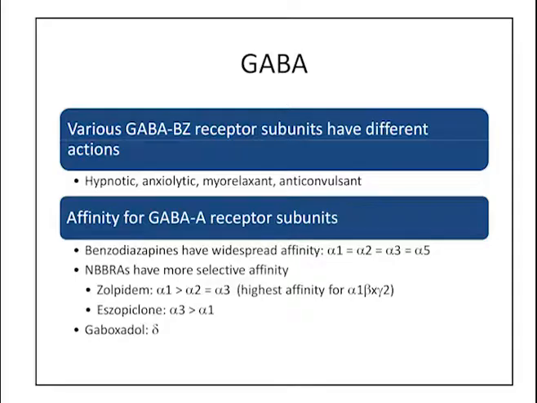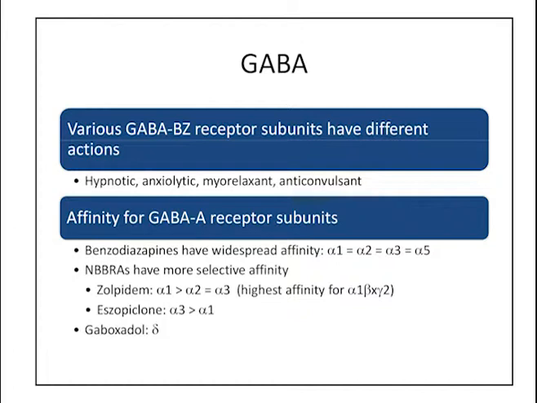Let's take, for example, GABA. GABA is a very well-known agent. It has a receptor that has many subunits, and these subunits subserve different functions. Some of them are hypnotic, some of them are anxiolytic, some of them are muscle relaxants, some of them are anticonvulsants. So if you have an agent such as benzodiazepines that has affinity to all of these subunits, for example, alpha 1, 2, 3, and 5.